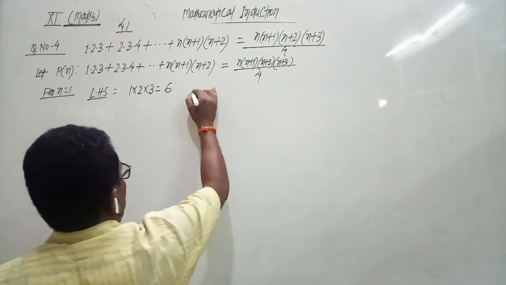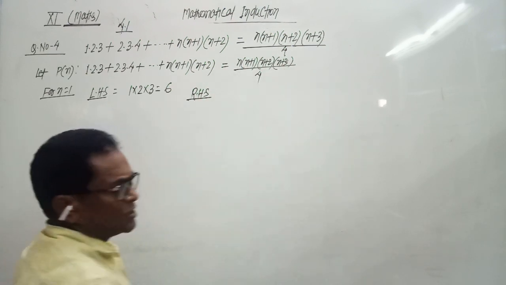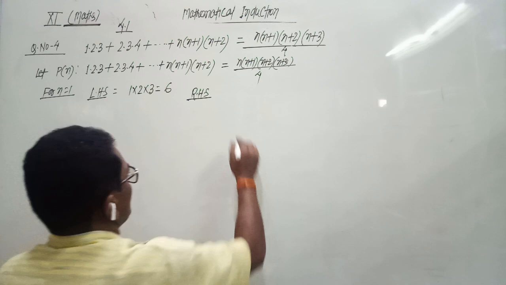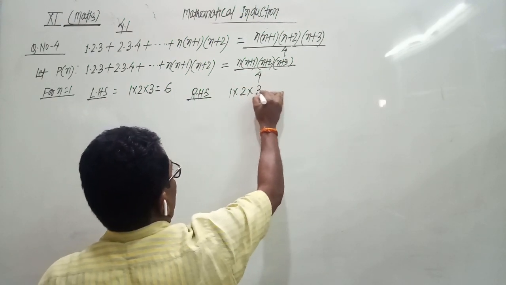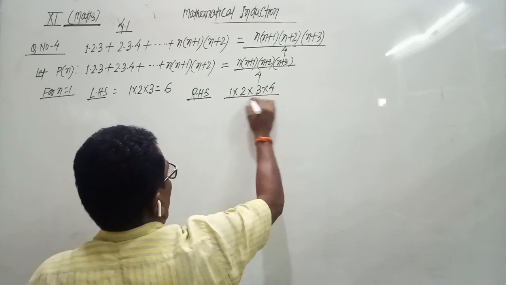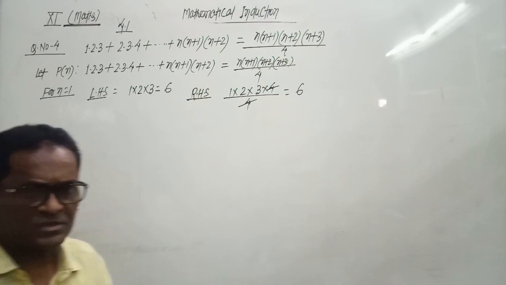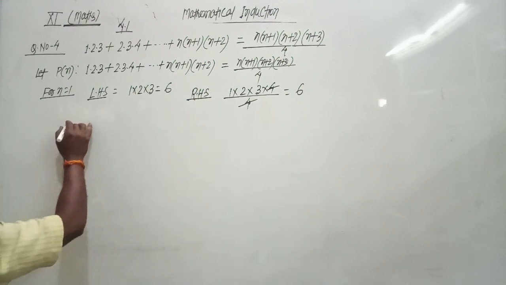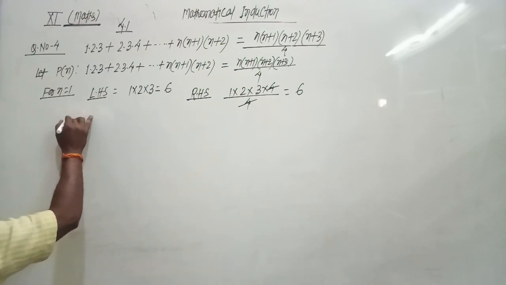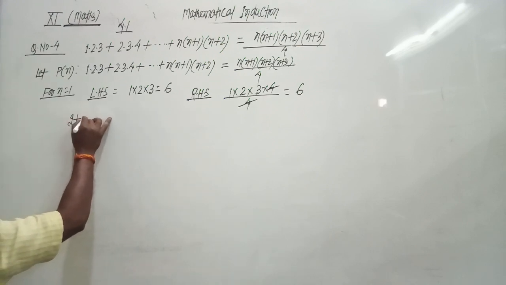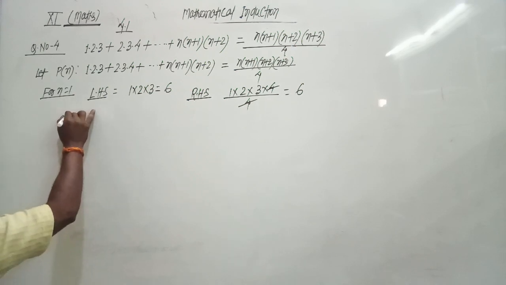And for RHS, in the RHS, we put n equals to 1. So 1 into 1 plus 1, 2 into 3 into 4 upon 4. 4 and 4 cancelled, and we get 3 into 2, 6. So we'll write for n equals to 1, LHS equals to RHS. Therefore, it is true, or Pn is true for n equals to 1.